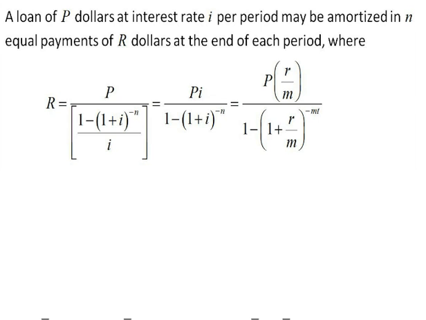Now remember, I is the same thing as little r over little m, where r is the annual interest rate, m is the number of times compounded per year, and then N, the total number of payments, is equal to little m times T, where m is equal to the number of times compounded per year, and T is equal to the number of years.